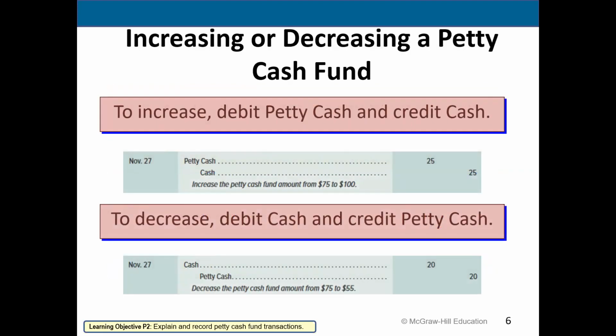Now sometimes you don't have the exact amount. So let's say we wanted to increase our petty cash fund. Only when we increase it or decrease it do we hit the petty cash account. So if I wanted to increase my petty cash fund, I'm going to debit petty cash and credit cash. Now I would have $100 in my petty cash fund and $100 in my petty cash box. If I wanted to decrease it, I would debit cash and credit petty cash. Now I have $55 in my petty cash fund. All right, that's petty cash.